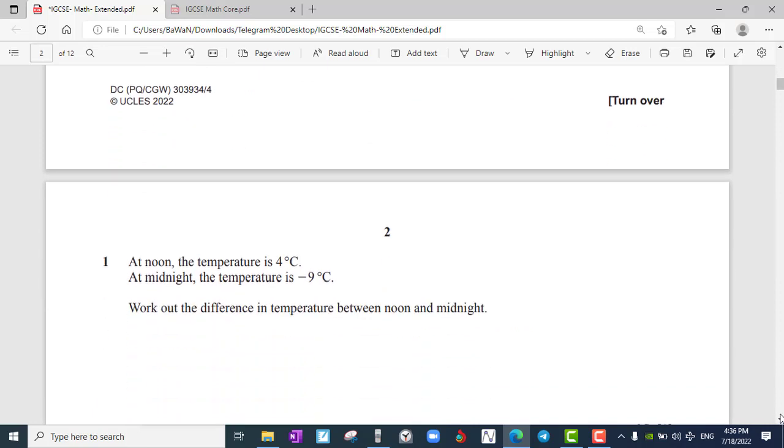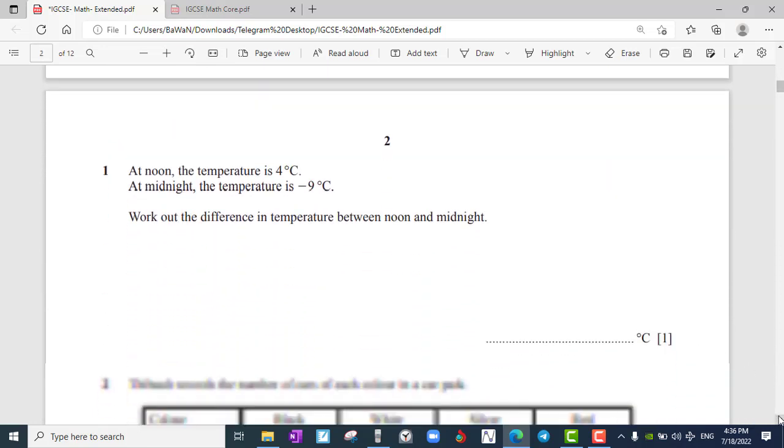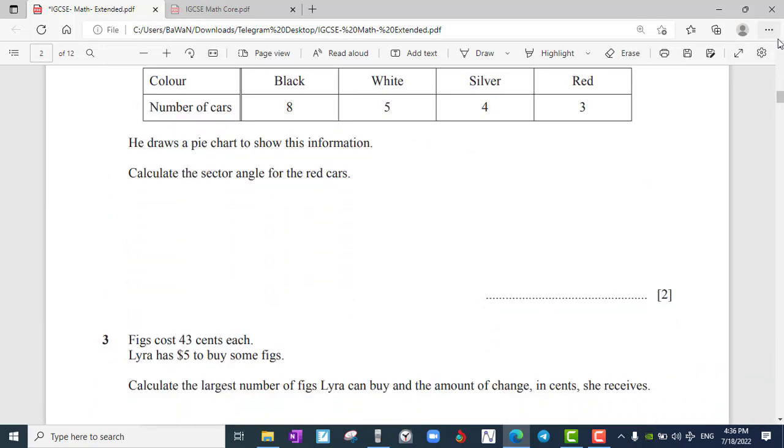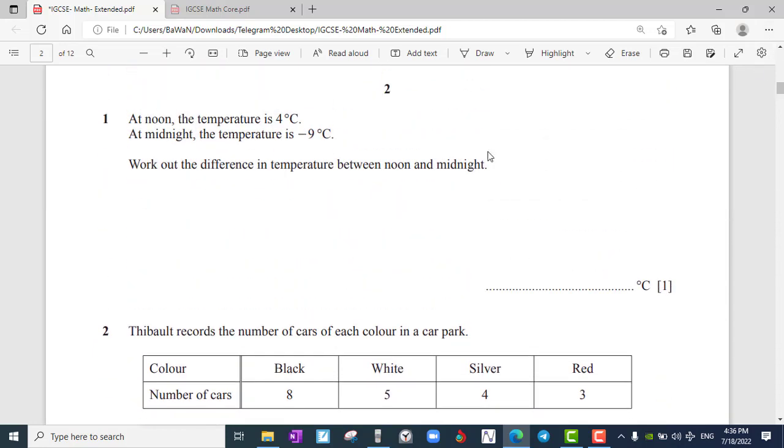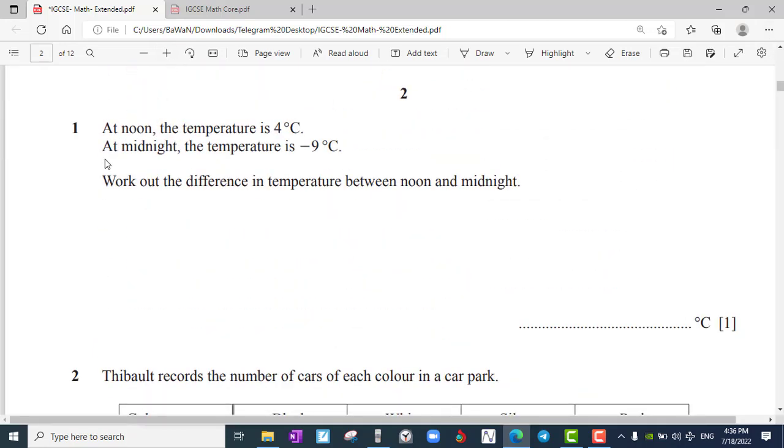Let's start. Question 1. At noon, the temperature is 4. At midnight, the temperature is -9. Find the difference. The difference is 4 minus -9. It's equal to 13. So the answer is 13.